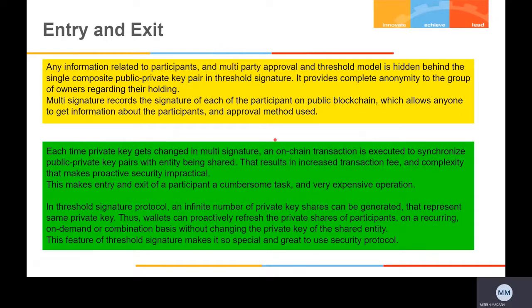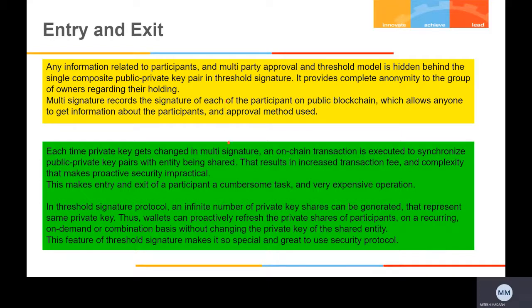About the security, we will see in this slide the entry and exit of new participants. Here, any information related to the participants involved and the multi-party approval, the threshold model that was used, is hidden behind the composite public-private key pair used in the threshold signature. This gives anonymity to the group of owners regarding their ownership. But multi-signature records the signature of each participant on the blockchain directly, which allows anyone to gain information about the participants and the approval method used subsequently. So you can see that the threshold signature provides more anonymity to the group of the owners.